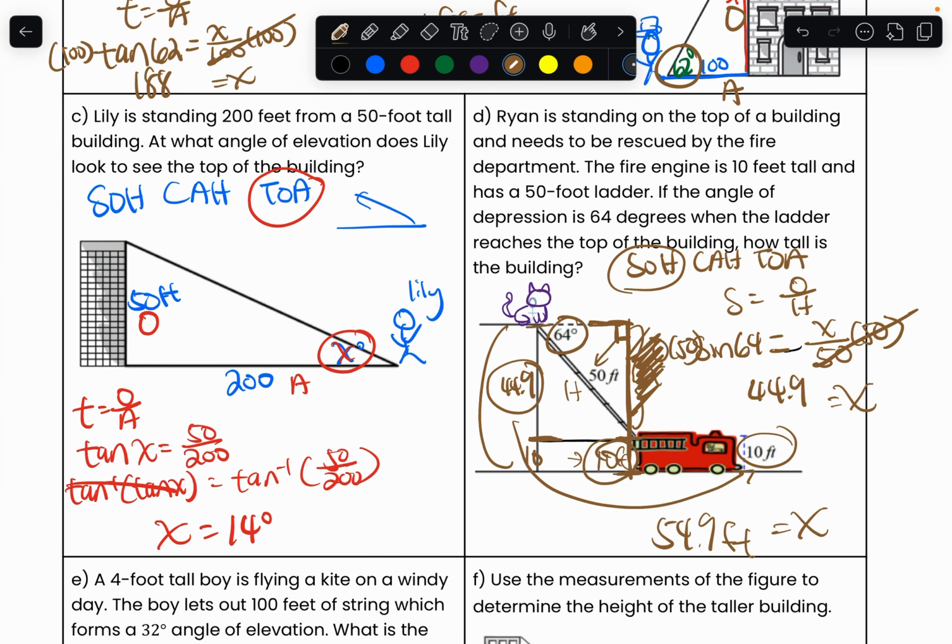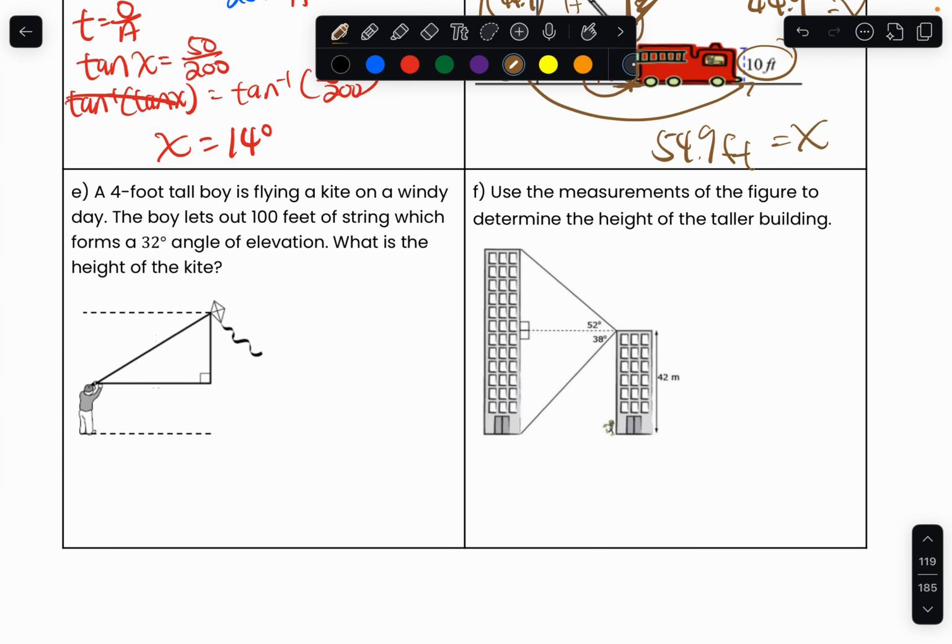Let's go ahead and go over two more. Now, a four-foot-tall boy is flying a kite on a windy day. The boy lets out 100 feet of string. Let's go ahead and highlight it. 100 feet of string that forms a 32-degree elevation. Now, what is the height of my kite? Take it step by step. My 100 feet is going to be right here. This is 100 feet because it's the length of my kite string.